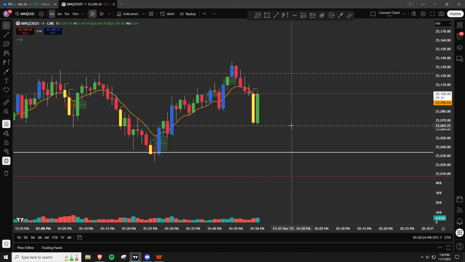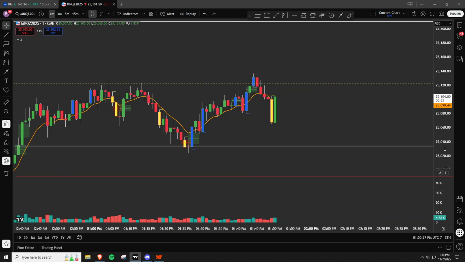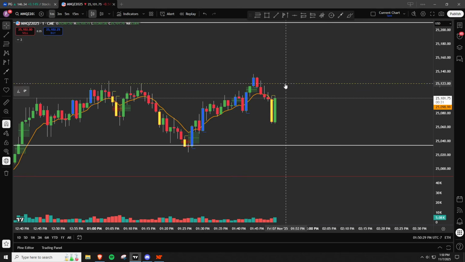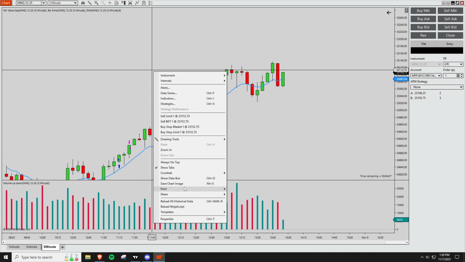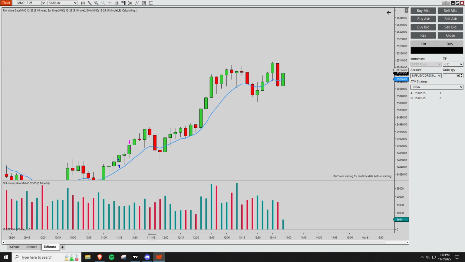Because that's typically what I'm looking for if I'm going to do a market on close trade. If we're right at the edge here, as we go into market on close, it typically makes for a really good trade. But what I wanted to show you is how much easier it is to use NinjaTrader for this.